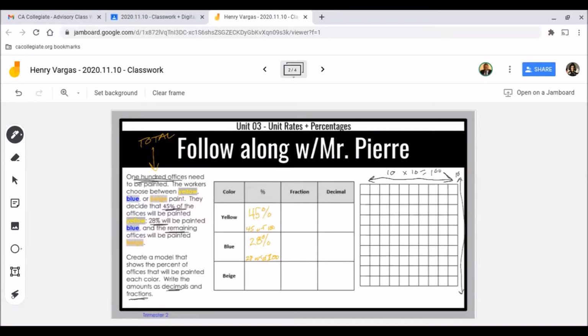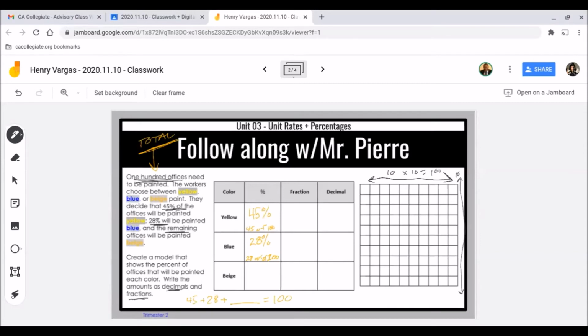And we're then told that the remaining offices will be painted beige. Well, remaining means what's left. And to figure out what's left, usually when we are finding what's left, it means we have to subtract. But what are we going to be subtracting? Well, I know my total is 100 offices. I know that 45 of those offices are going to be yellow, and I know that 28 of those offices are going to be blue. And then the final remainder is going to be beige, which will give me a total of 100.